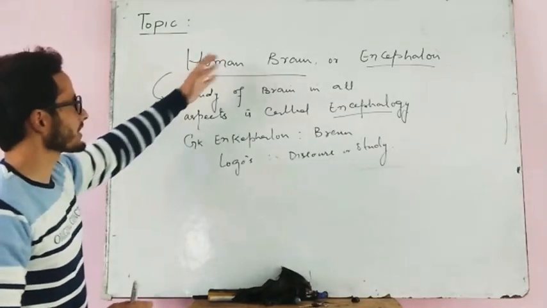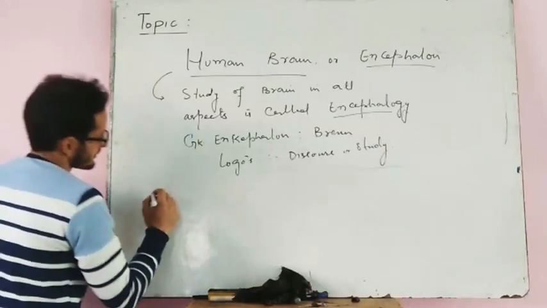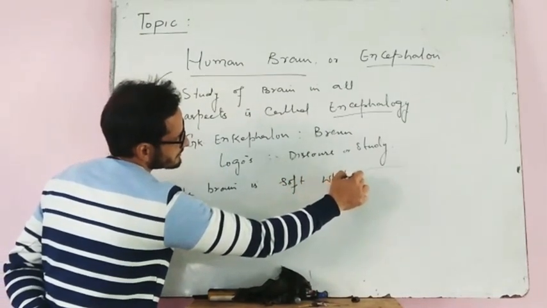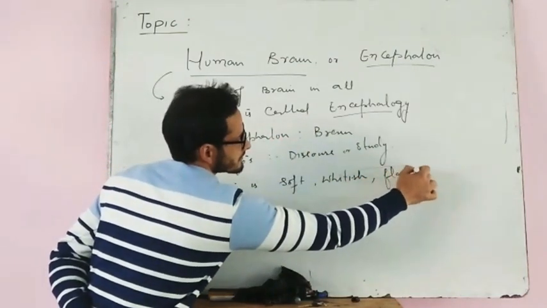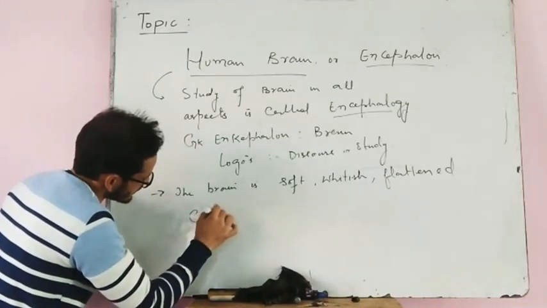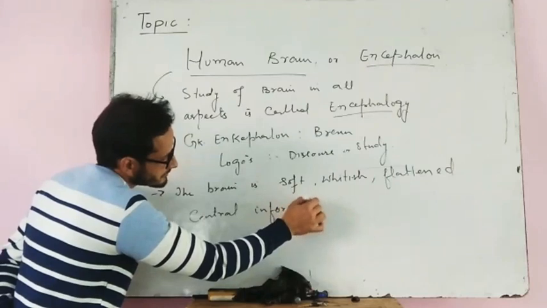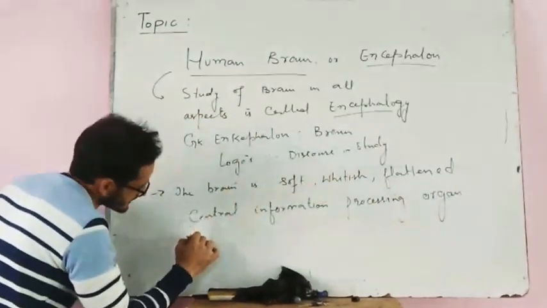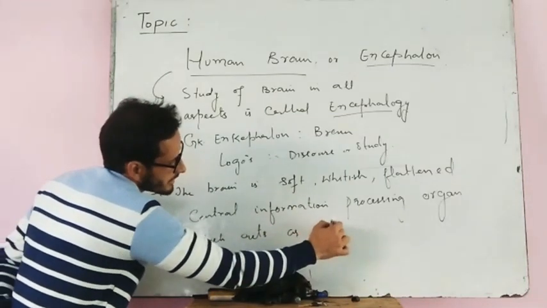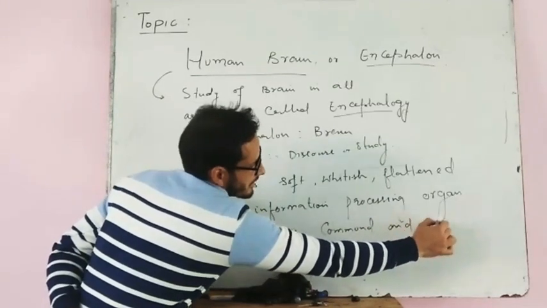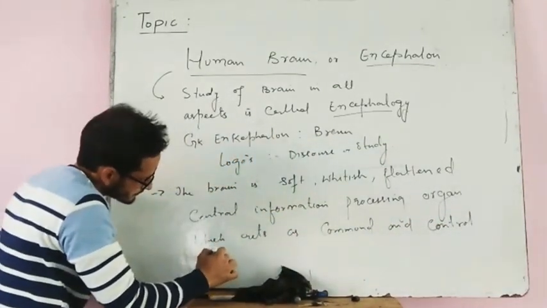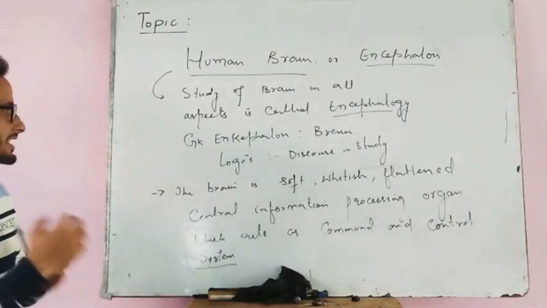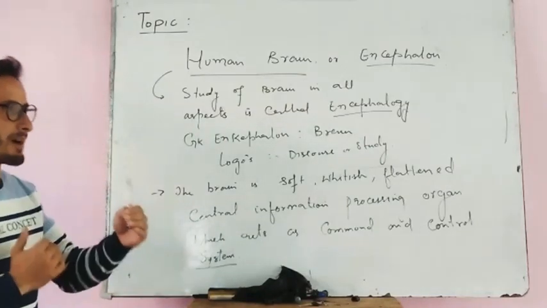Today we are going to discuss the human brain or encephalon. The brain is a soft, whitish, and somewhat flattened central information processing organ, which acts as the command and control system. The human brain is delicate, soft, whitish, and central information processing organ which acts as the command and control system.